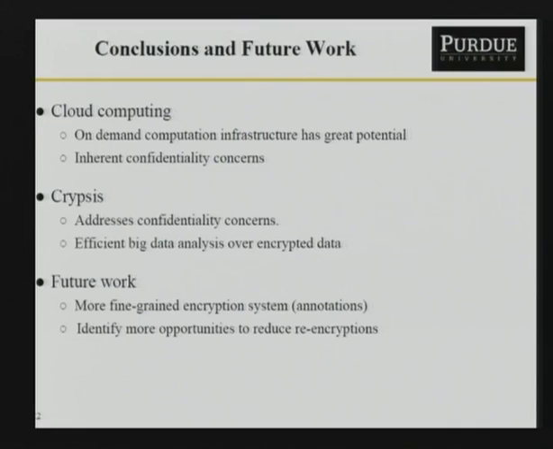So for future work on this project, we're trying to come up with more fine-grained encryption systems. What we mean by that is we can allow the user to not only give us scripts, but also give us some metadata to tell us which columns are allowed to be encrypted and which are allowed to be in plain text. And that's where selective encryption comes into play to gain more efficiency. And finally, since, like I mentioned, re-encryptions are very expensive operations, we are always looking for more optimizations to reduce the number of re-encryptions.